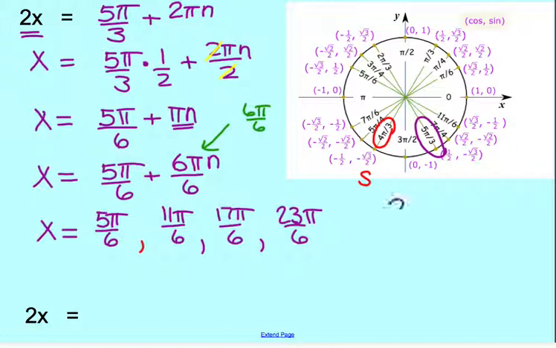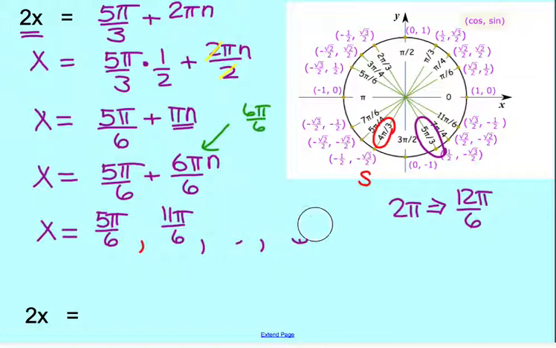Now we want to go to 2 pi. So 2 pi as a 6 is 12 pi over 6. So we don't need to count these two right here. We're good to go. We just want that first revolution. Now again, remember, it does go on forever.